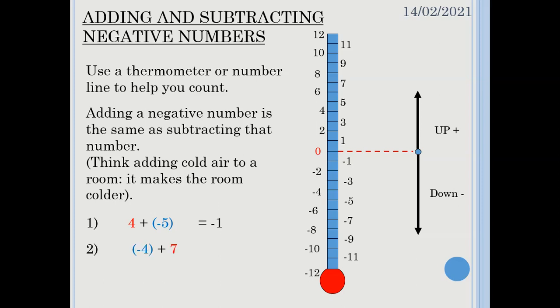-4 degrees, and we're adding 7. So we're starting at -4. We're going to add 7 on, so we're going to get warmer. So it's going to go up the way to 3 degrees. So our answer is 3.